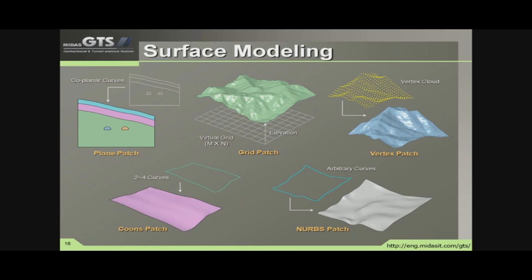But if you have geomatics data, that is, you have certain elevations of certain points, then you can put in those points and Midas GTS will automatically generate the surface profile for you. As you can see here, I have provided the vertex cloud. So I went to the site, I did some geometrical survey and I obtained the coordinates of certain points, and then I can ask the program to create a surface for this vertex cloud. You can also create a Coons patch and a NURBS patch for arbitrary curves.